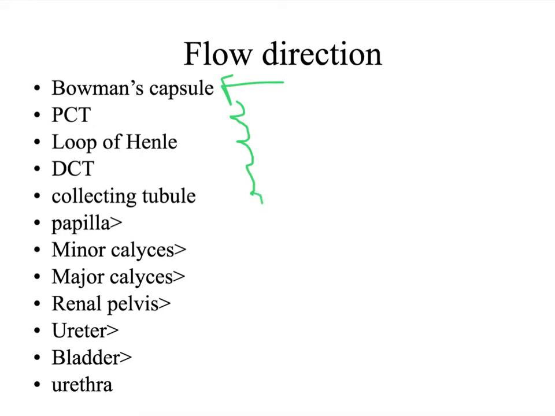Those will be dumped out into the papilla, which is the little mound region at the end of the renal pyramid. It's going to dump out into the minor calyces, which will dump out into the major calyces, which will empty into the renal pelvis. That will go into the ureter, and that will be stored for a while in the bladder, and then go through the urethra for the process of voiding the bladder.